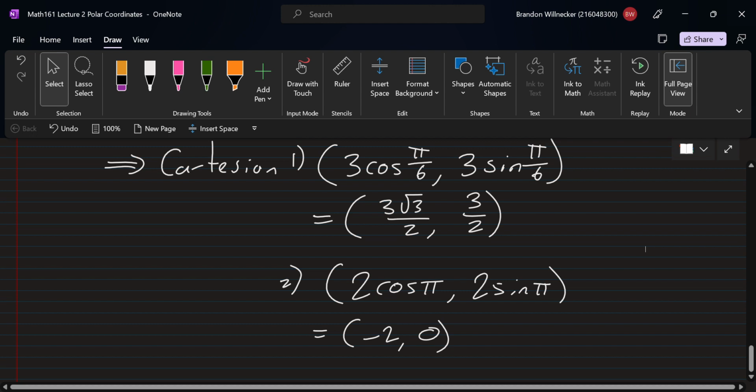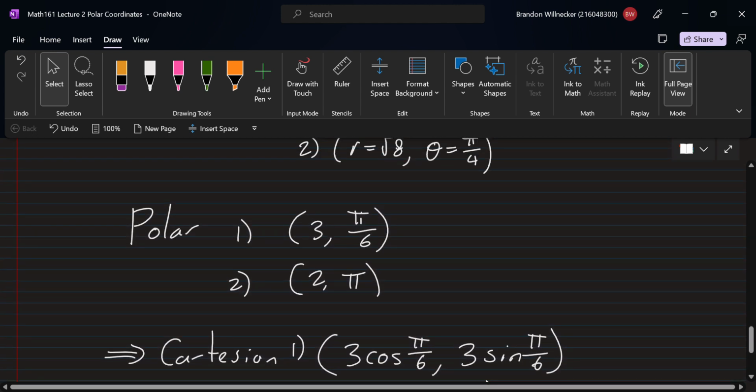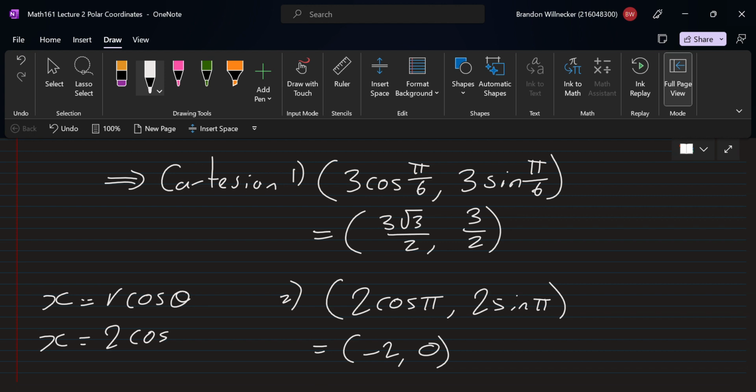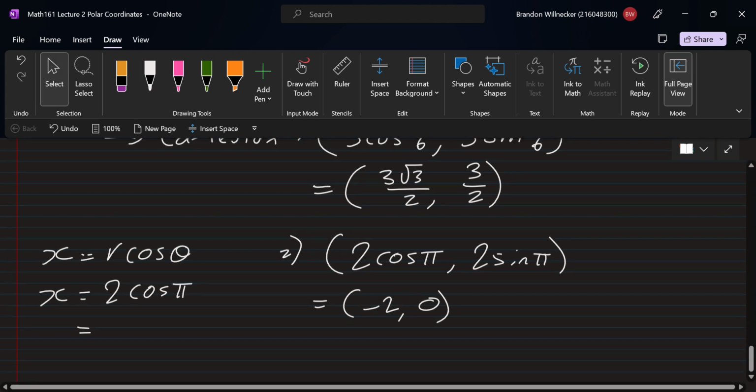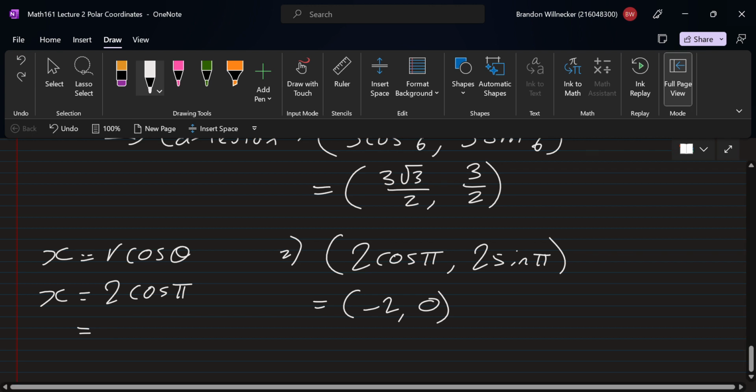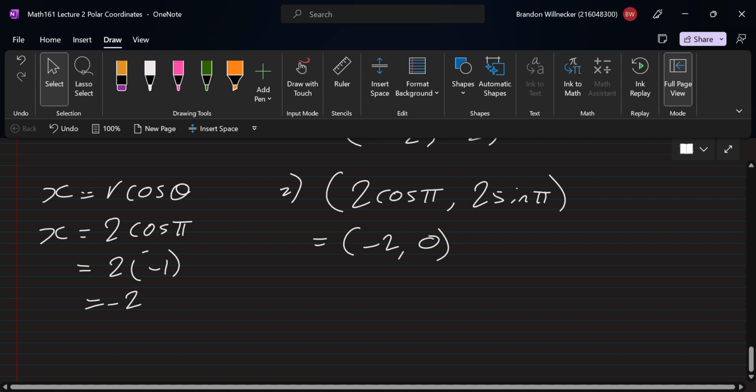Okay, so if we just go here, we're looking at this one. So the radius is 2, the angle is pi. So the x part, I'll just do it on the side here. So x is r cos theta. So x will be 2 cos pi. Now pi, if you look at the cos graph at pi, it's going to be -1. So we have 2 times -1, so that's -2. Okay, so that's for the x part.